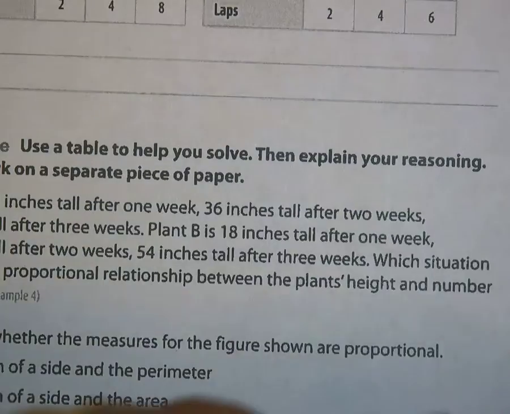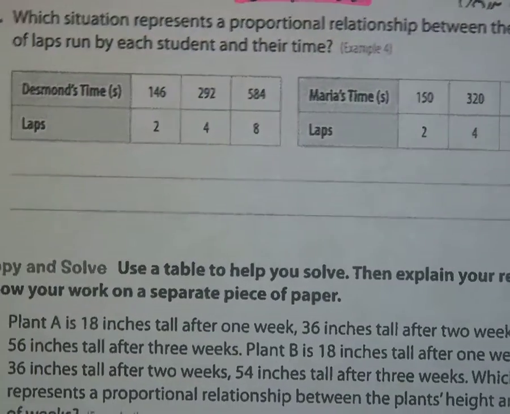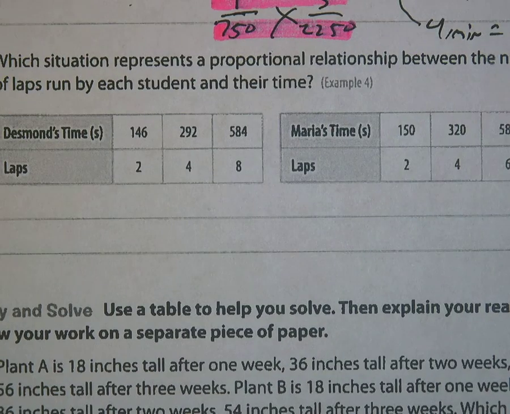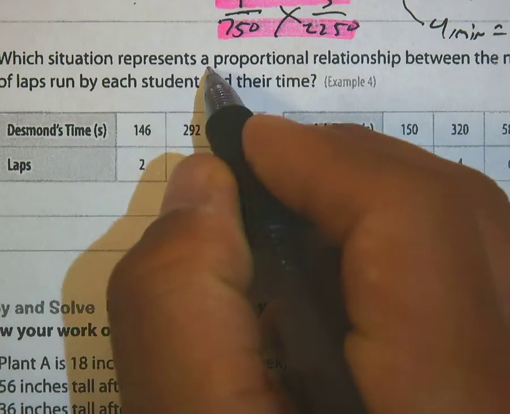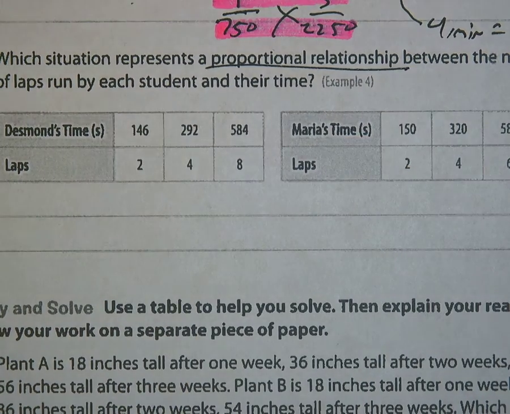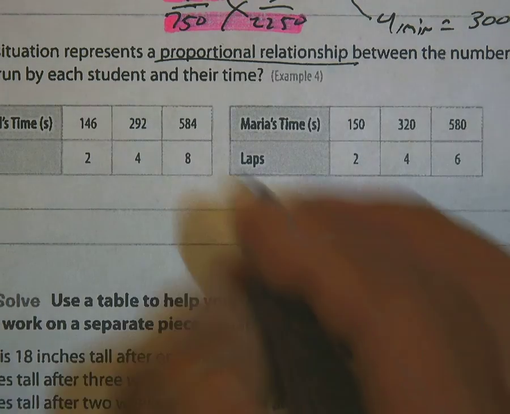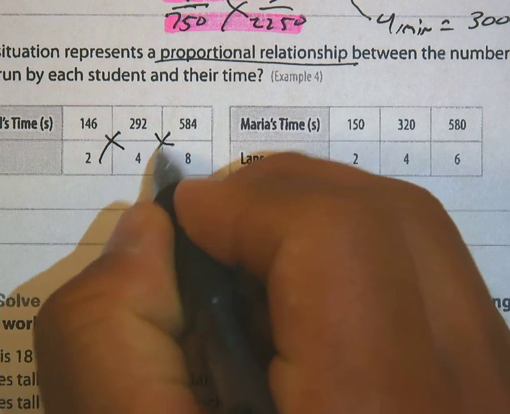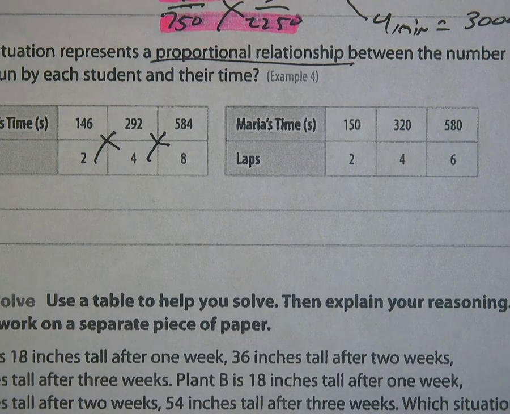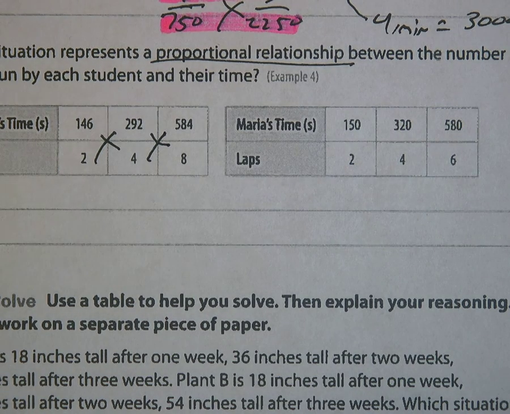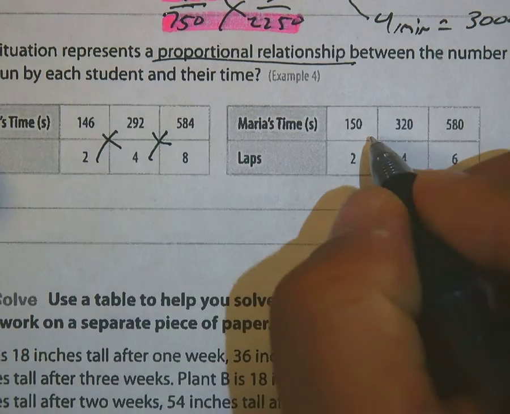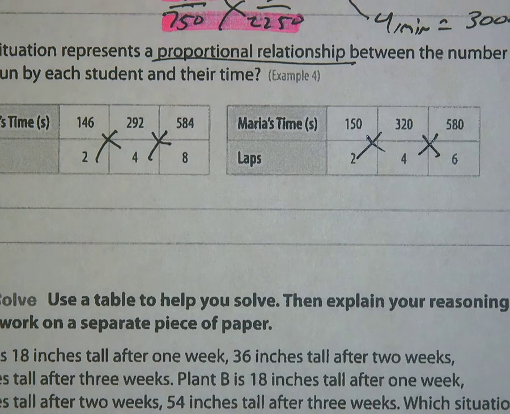Okay. Number 3 there. Remember, I'm not finishing the whole problem, so you must finish it. Which situation represents a proportional relationship? So which one of those two? All you got to do is, again, cross multiply. If it's the same thing, then you have your answer. Here, cross multiply. That's all you got to do.